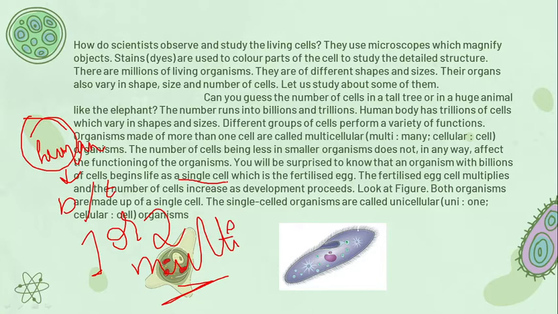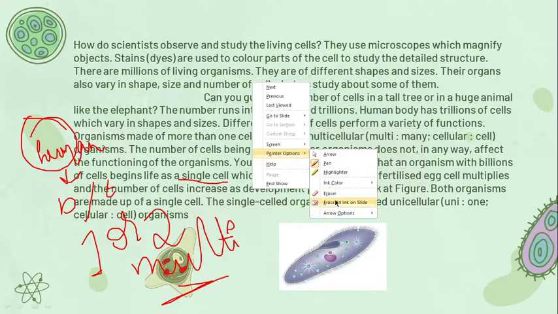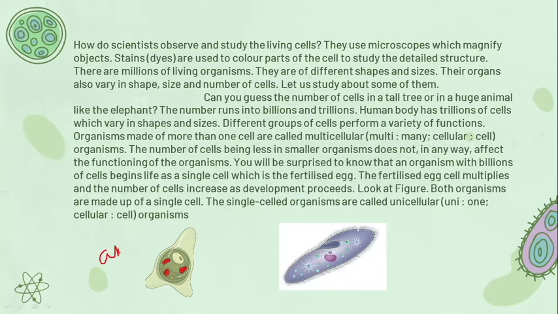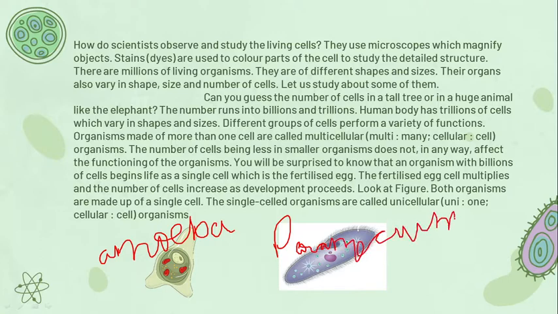So look at the figure. Both organisms are made up of a single cell. So here the organism, this is an amoeba, and this is paramecium. So this paramecium and amoeba are made up of a single cell. These single celled organisms are called unicellular organisms. Uni means one and cellular means, as you know, cell. So amoeba and paramecium are examples of single cell organisms.